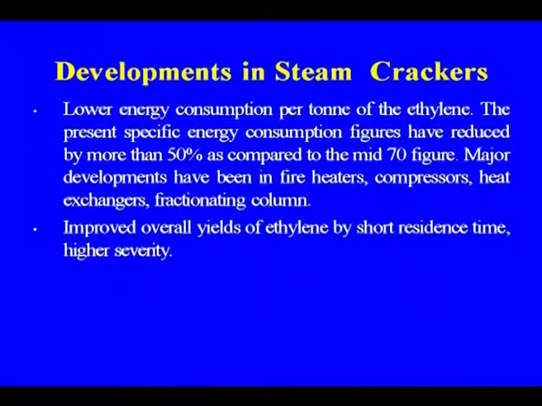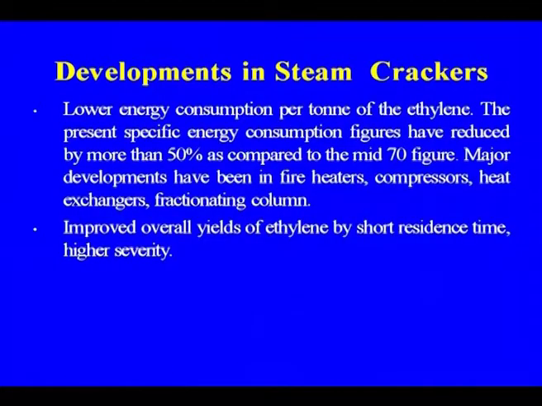So, just to summarize, this is the development, lower energy consumption part of the ethylene. The present specific energy consumption figures have reduced by more than 50% as compared to the mid 70 figure, because you see the capacity which I told you, that is 20,000 to 60,000 to 8 lakhs ton capacity. So, this has been the major development, in the various areas where the major development is: the fire heaters, compressor, heat exchanger, fractionating column.